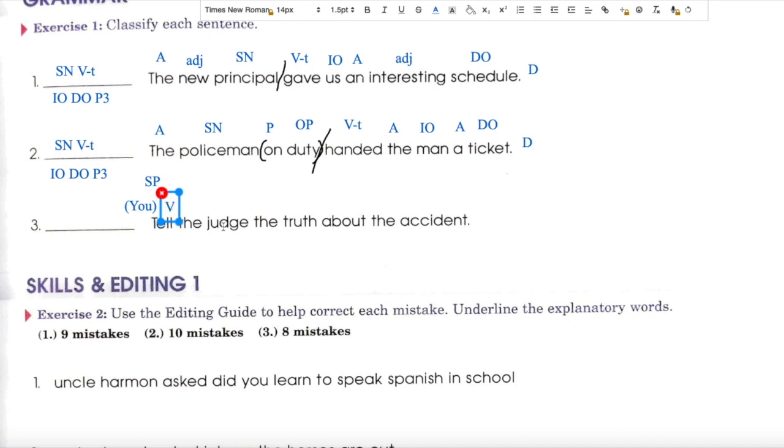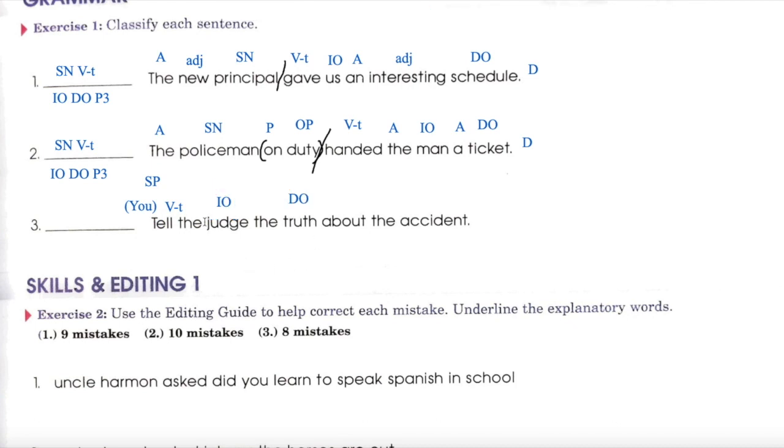You tell what? Truth. It's a noun. Let's verify it. Does truth mean the same as you? It does not. It's receiving the action. It's the direct object. Therefore, tell is a verb transitive. You tell the truth to whom? Judge. To whom? That means that it's an indirect object and it comes in between the verb transitive and the direct object.